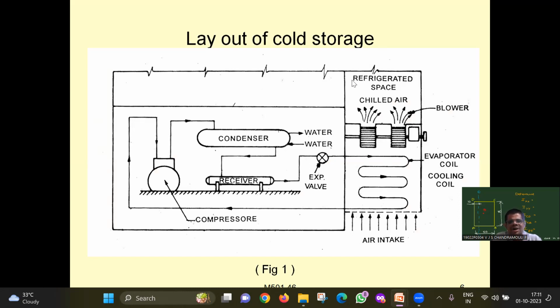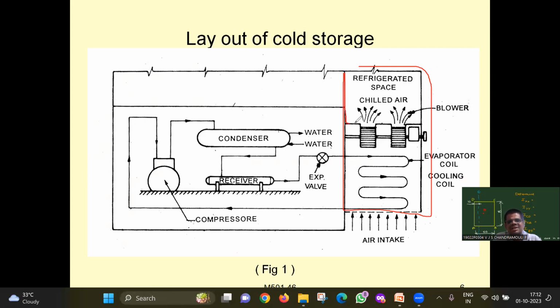So here if you observe on its right side, this is the space to be cooled. And here is the evaporator coil. So this is the evaporator coil which produces the cooling effect inside this space. Okay. And here a fan is provided maybe at the bottom, and air is flown over this evaporator coil so that the air is cooled, and this cold air is sent into the refrigerator space.